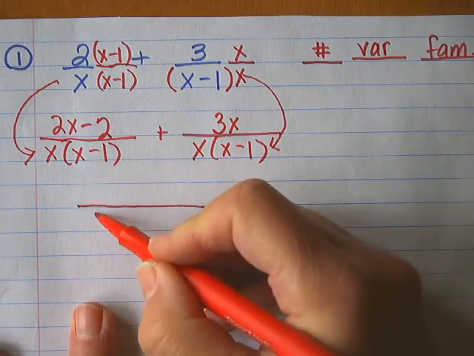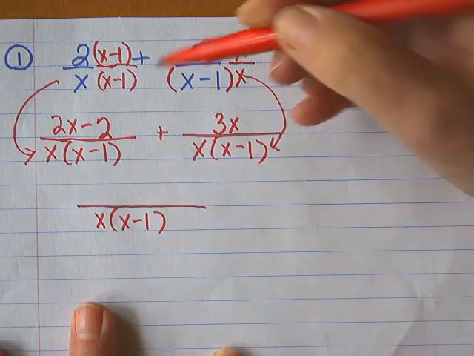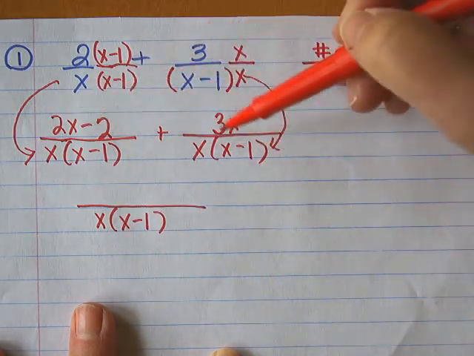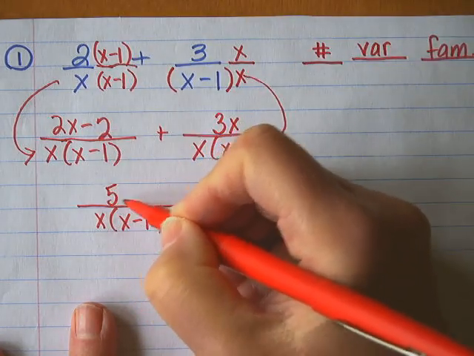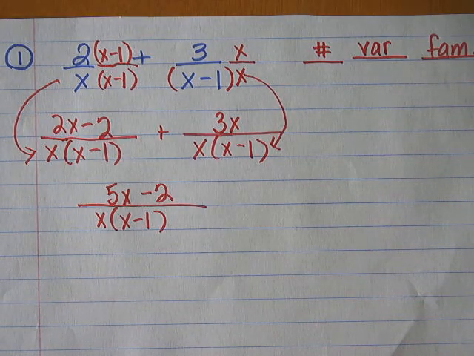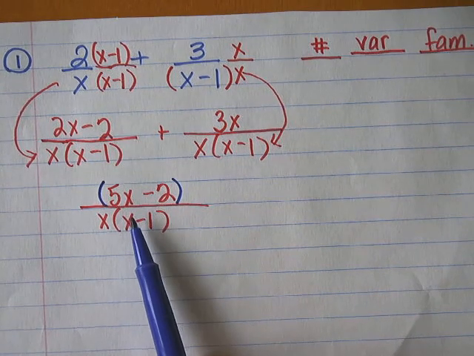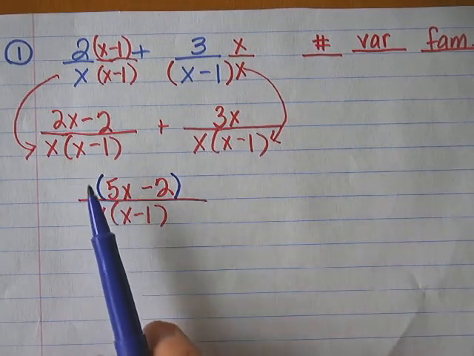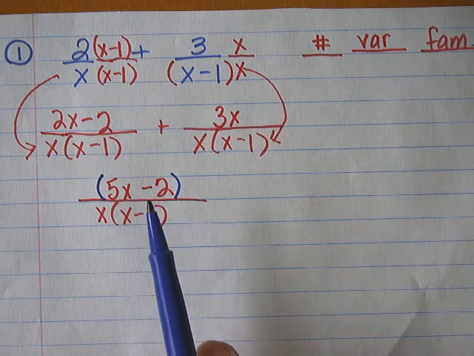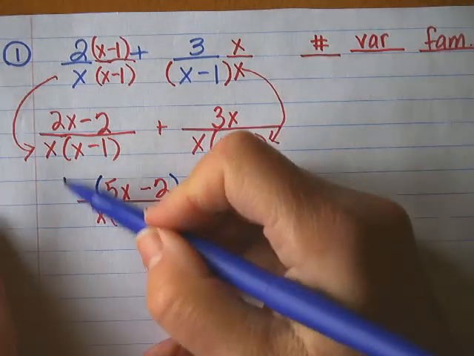Leave this factored, x times x minus 1, but write the common denominator once, and let's add together the numerators. I would get 5x minus 2. Also remember, just in case you feel like you need to start to cancel, I really like to cancel stuff. This is a family. That is a family. Unless I can pull something out like an x or an x minus 1, nothing cancels. Leave it alone. That's my answer.